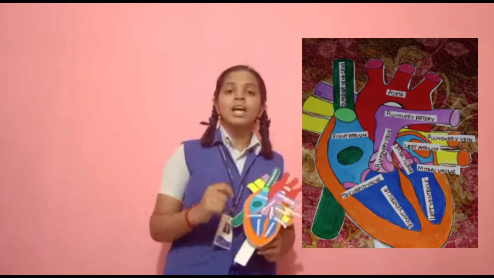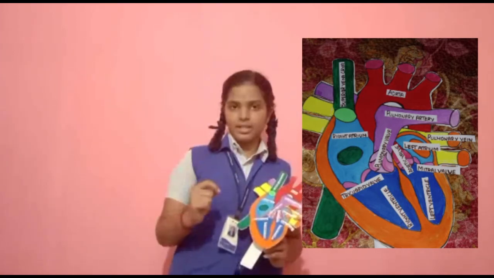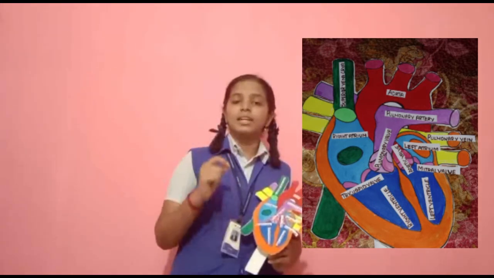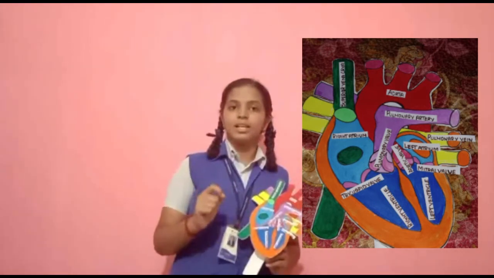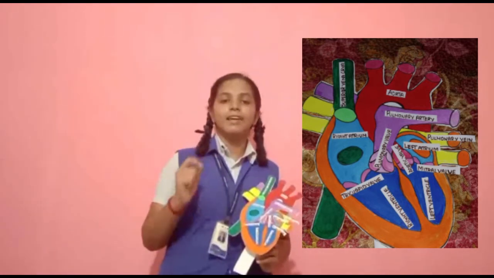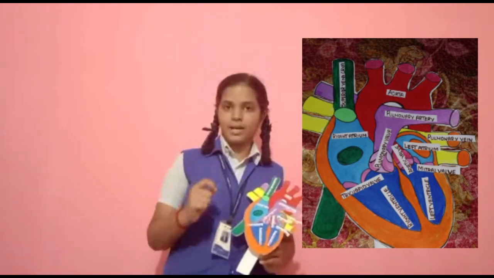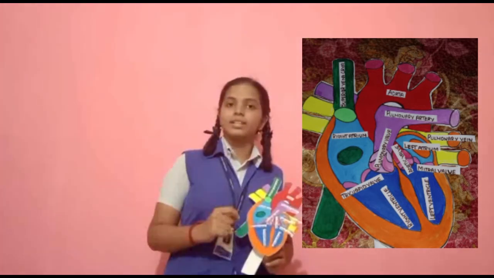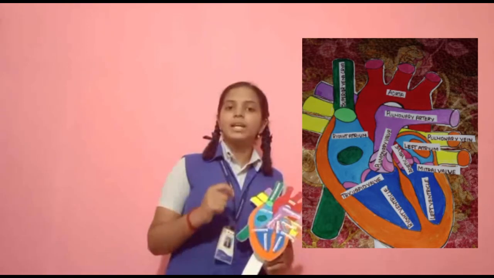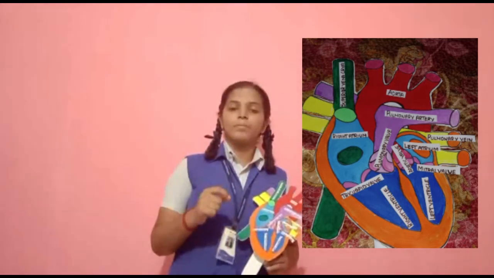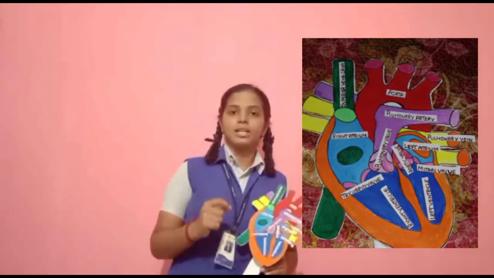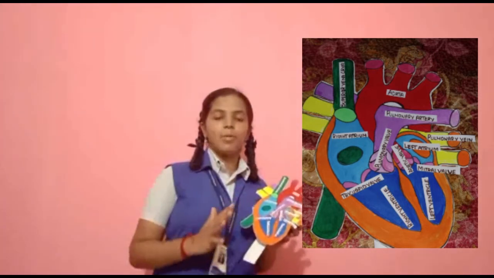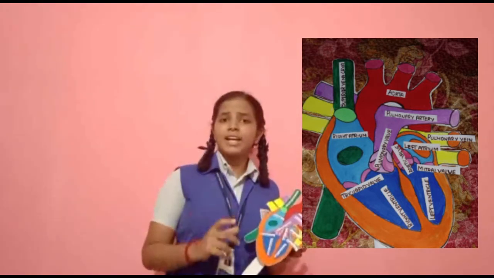The superior and inferior vena cava open into the right atrium, and the pulmonary artery arises from the right ventricle. The pulmonary veins open into the left atrium, and the aorta arises from the left ventricle. The opening between the right atrium and the right ventricle is guarded by the tricuspid valve, and the opening between the left atrium and the left ventricle is guarded by the bicuspid or mitral valve. Let's see the full process of the heart.